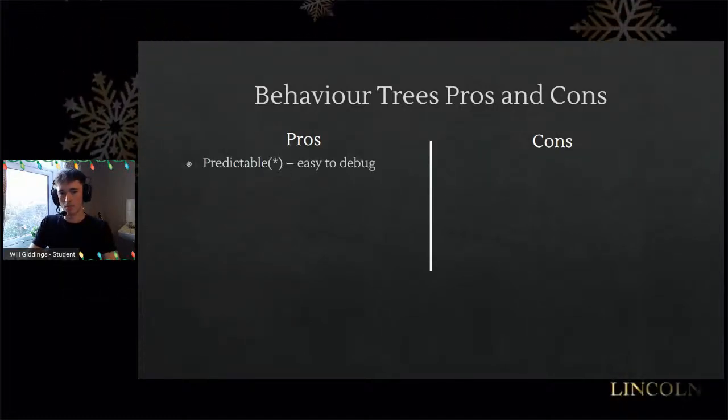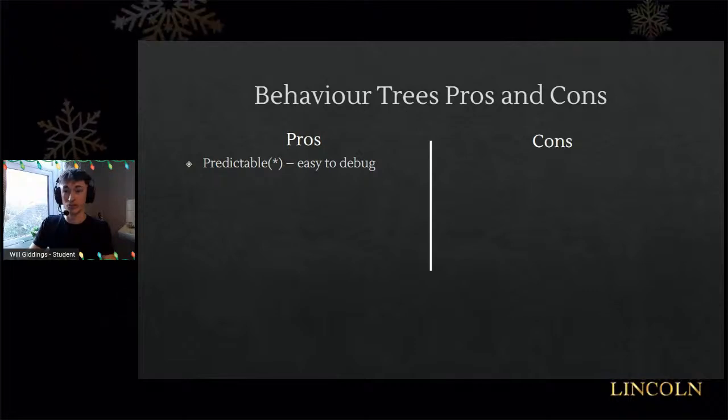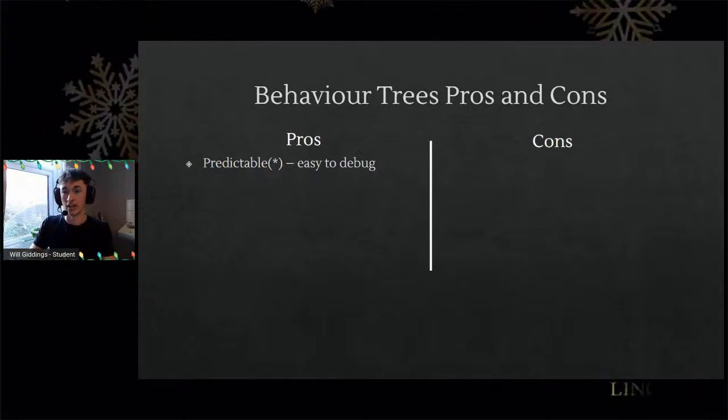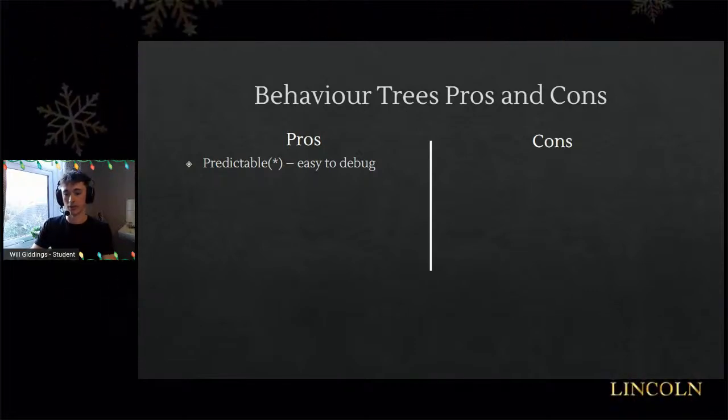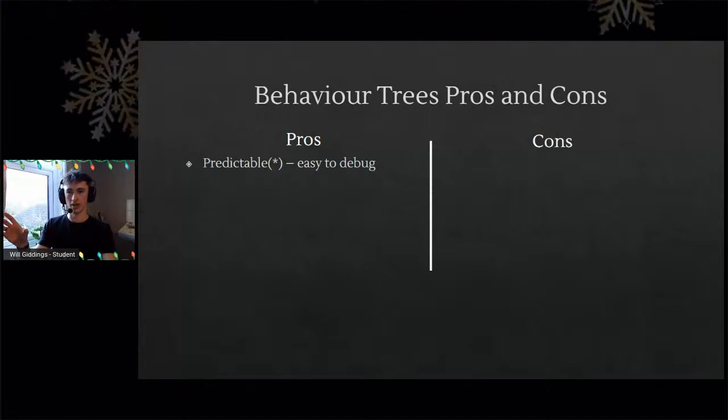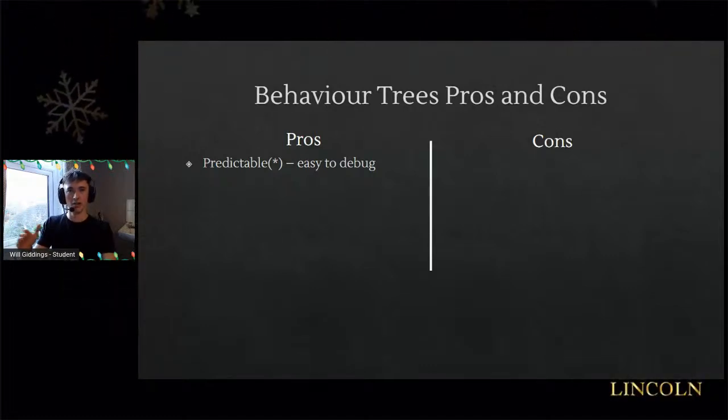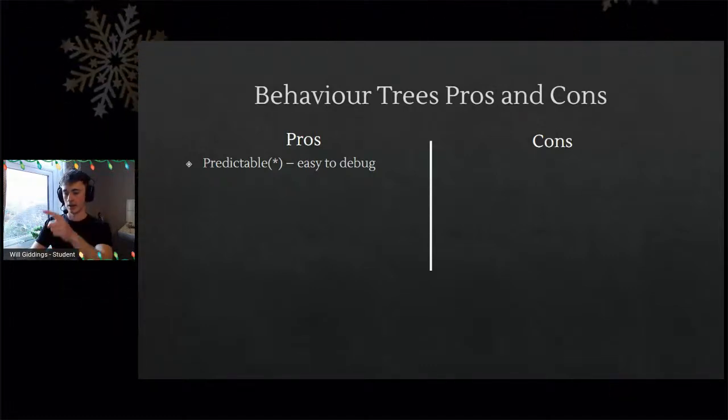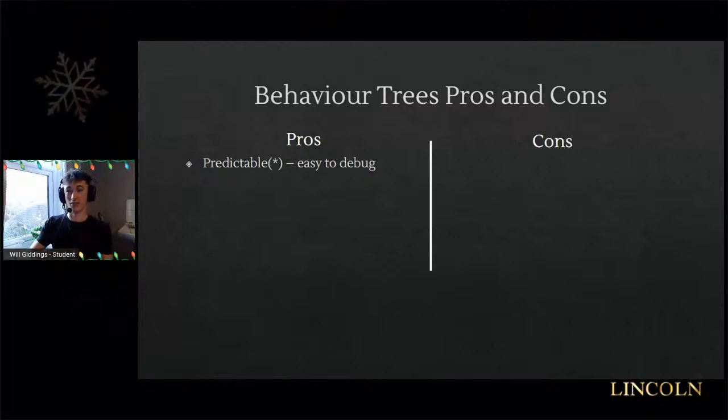So first of all, behavior trees are predictable, which can be a good thing because it's easy to debug. If you have something going wrong in one part of your behavior tree, it's quite easy to find that exact point on the tree, look at the logic and the way it's flowing, and then figure out what's wrong with it.